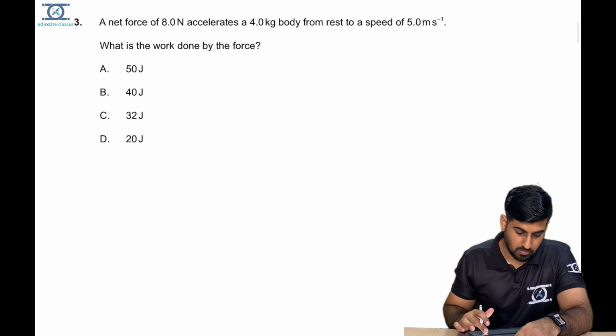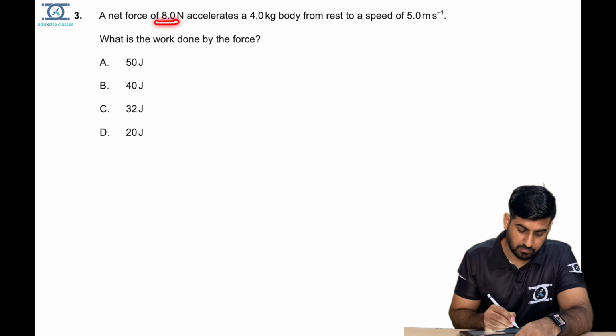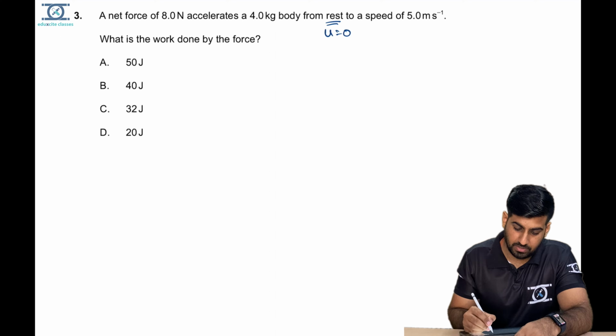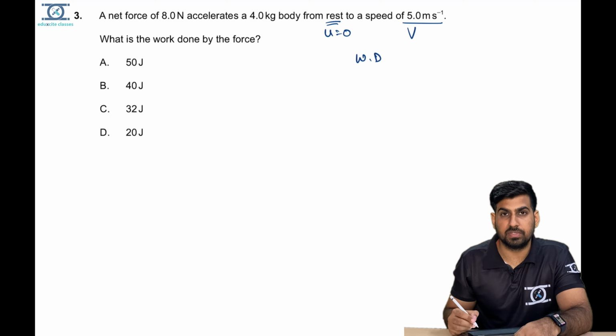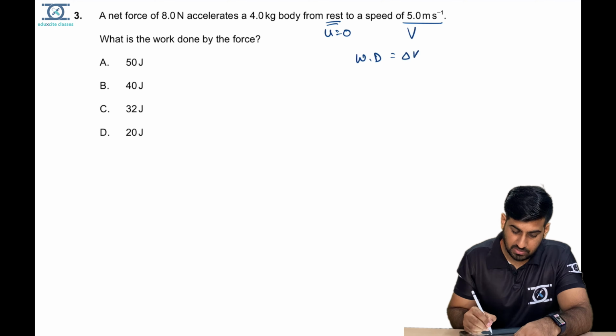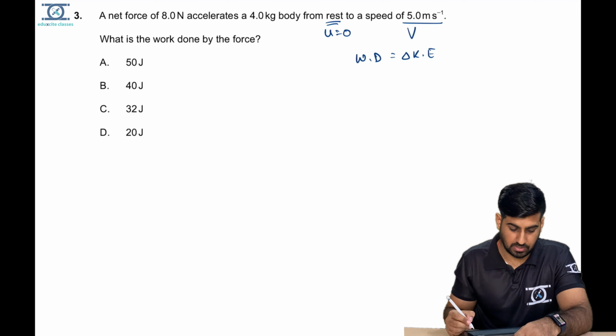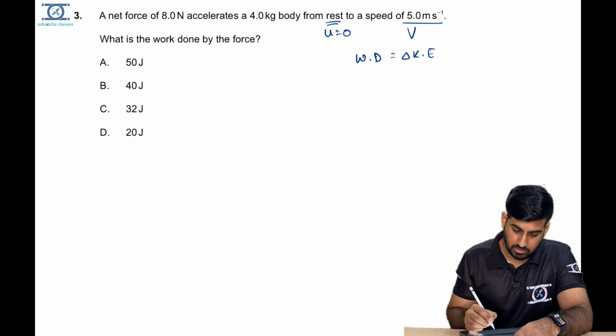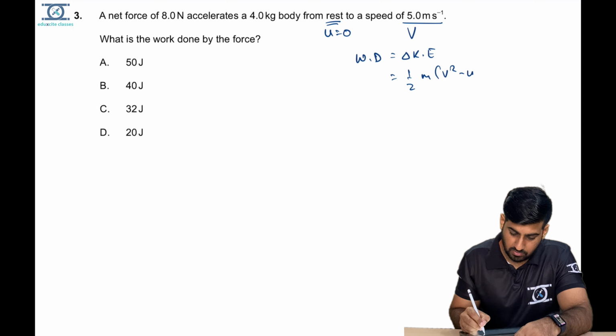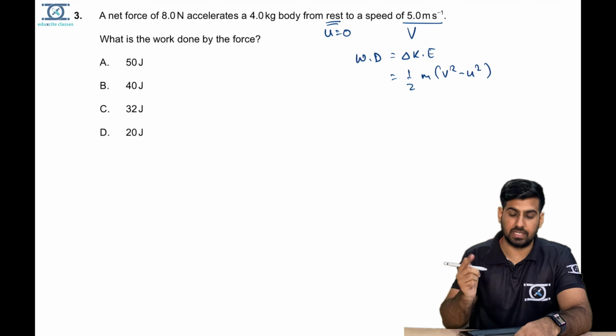Now question number 3, a net force of 8 Newton accelerates a 4 kg body from rest, again rest stands for initial velocity 0, to a speed of 5, which is your final speed. What is the work done by the force? Now we know that from the work energy principle, work done is equal to change in kinetic energy. So how can we find out? Work done will be half m times final square minus initial square, that is the change in kinetic energy.